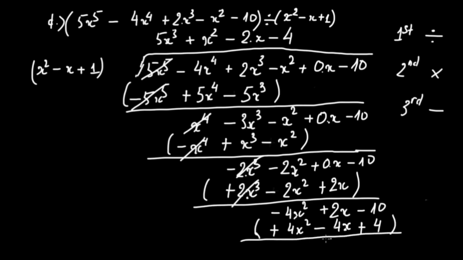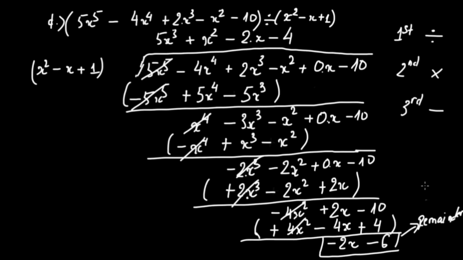Then you add them together. This term and this term would cancel out, right? 2x minus 4x, you get minus 2 times x. Minus 10 plus 4 is minus 6. And now you see this is x raised to the 1, and this is x squared, which means you cannot repeat the 3 steps here. And minus 2x minus 6 is the remainder.